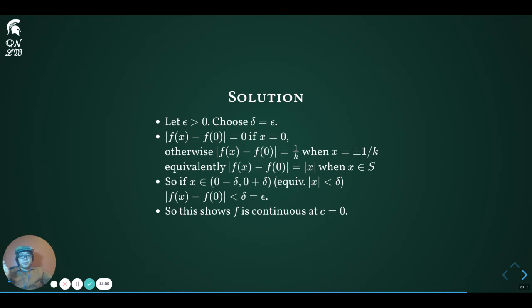To summarize this proof, remember that to show a function is continuous at a point c, we need to show that for any given epsilon, we can choose some delta such that the difference between f of x and f of c is less than epsilon, whenever x is between c minus delta and c plus delta. This is exactly what we have shown: if we take delta to be epsilon, the desired comparison holds true.